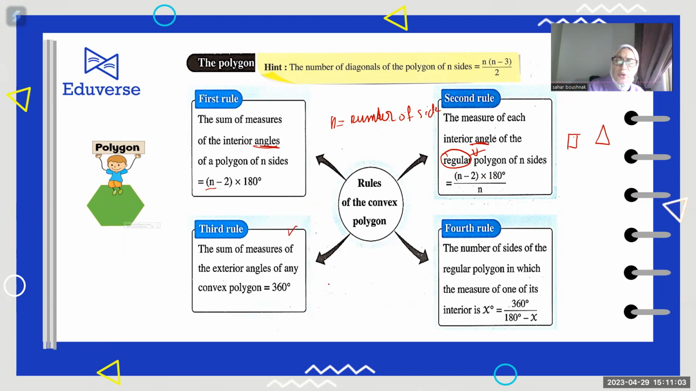Then the third rule: the sum of all the exterior angles of any convex polygon equals 360. What is the difference between convex and concave? The concave one contains one reflex angle. The fourth rule: how can I get the number of sides if they give me an angle, like this angle x as a given angle? The rule will be 360 over (180 minus x).